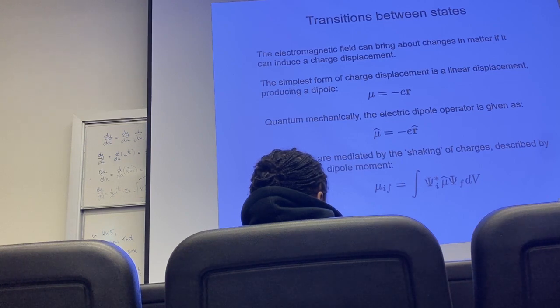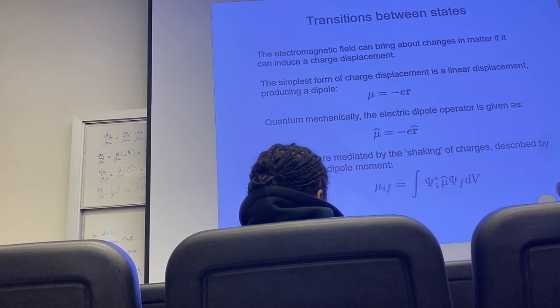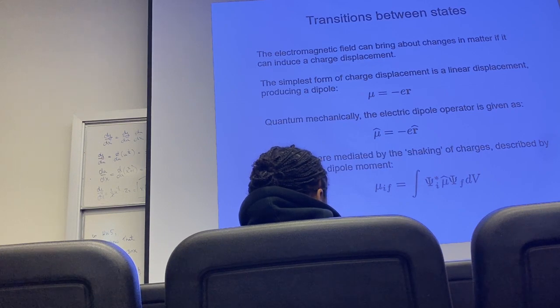But this is not true for all of these combinations, because in almost all cases this integral actually turns out to be zero, which means the transition is not allowed. Transition is not allowed means light is unable to excite it from one state to another state. It doesn't have the capability to do it.